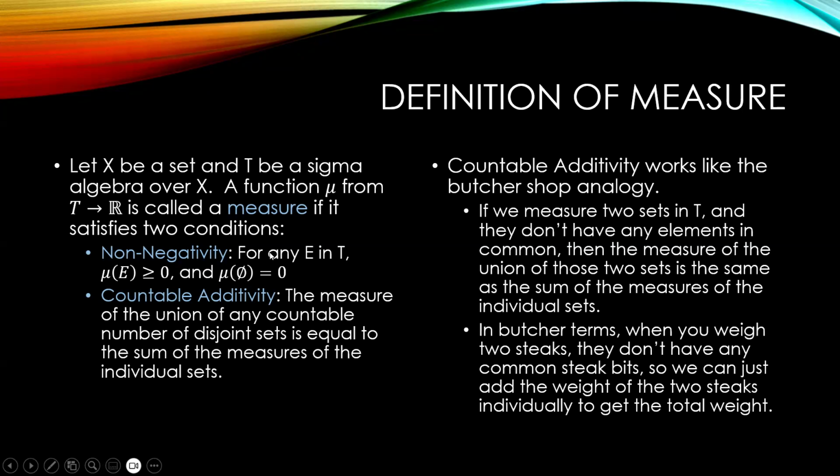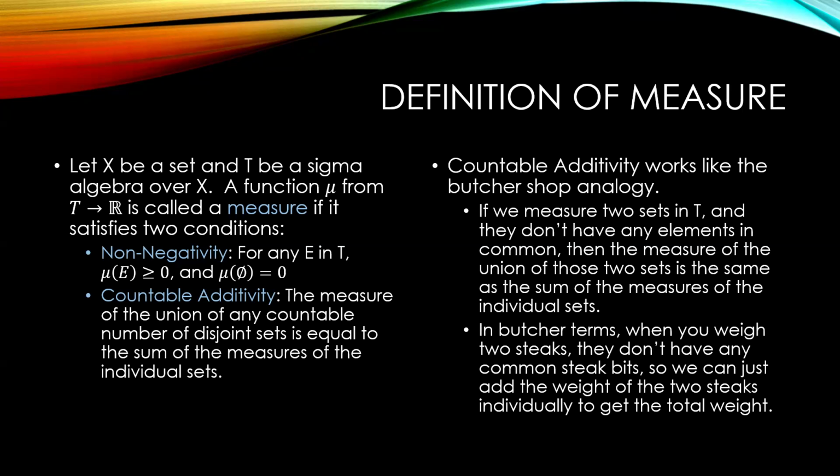Everything has to be positive. When we are measuring, we are not going to be getting negative values out of this. The other requirement is countable additivity. The measure of the union of any countable number of disjoint sets is equal to the sum of the measures of the individual sets.